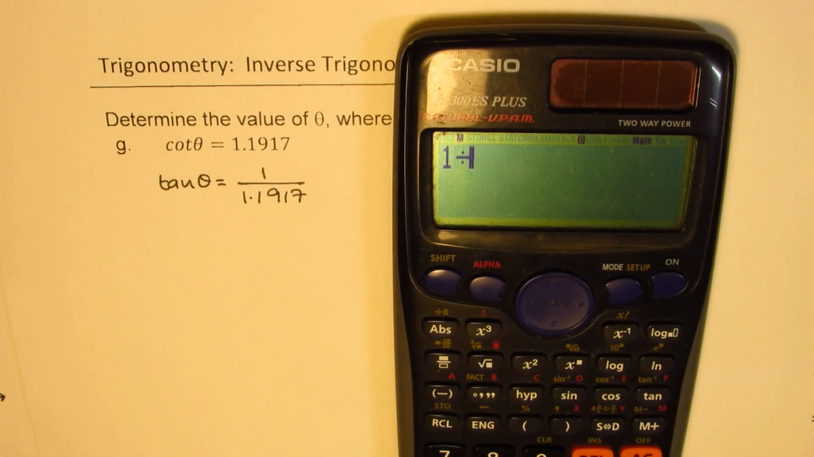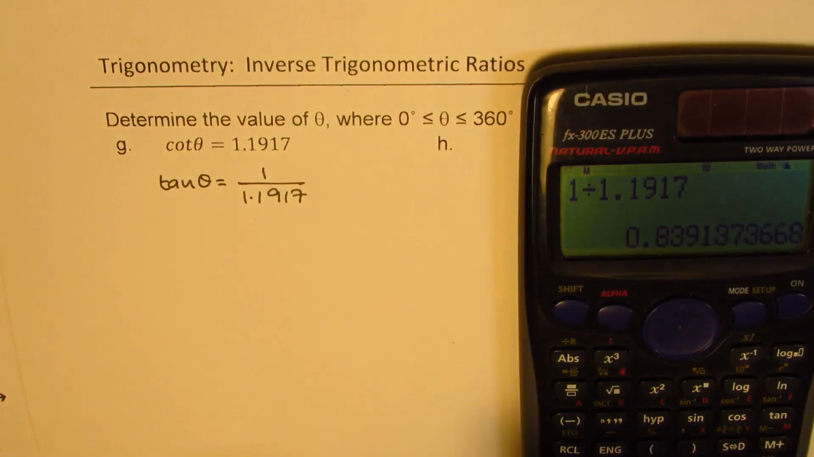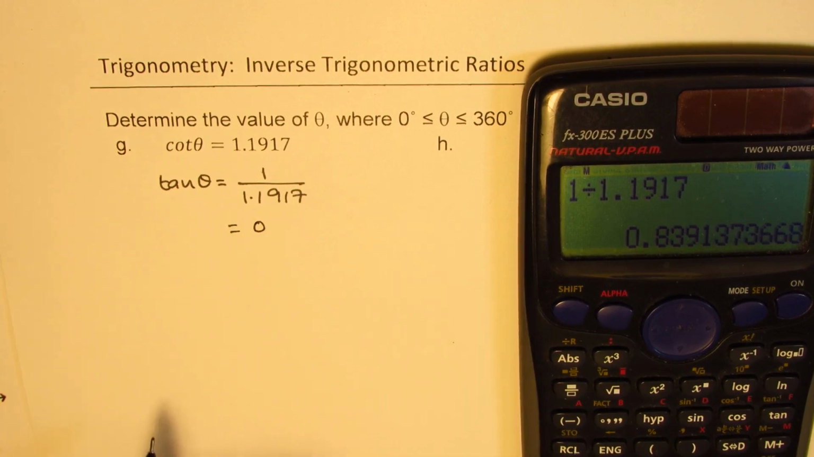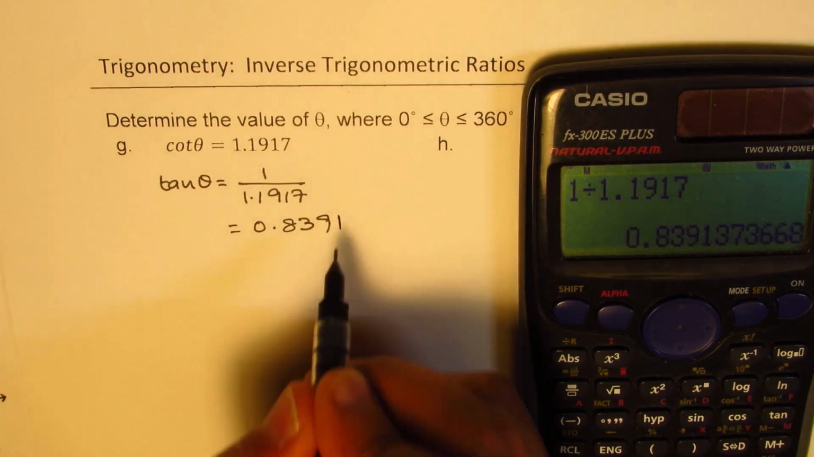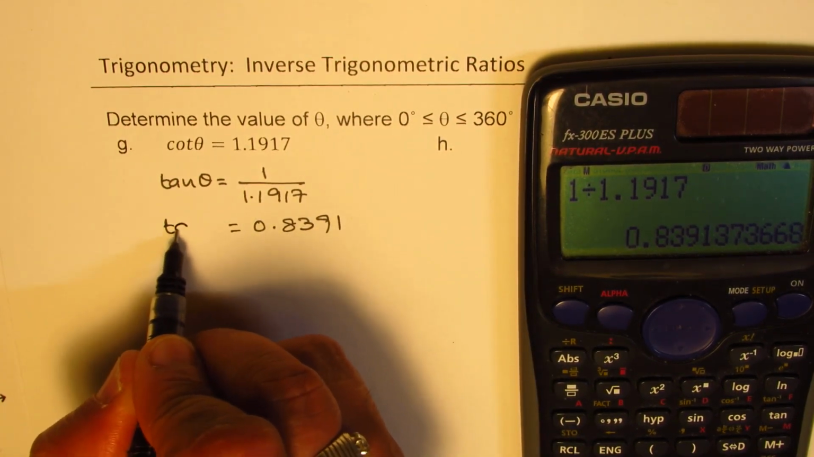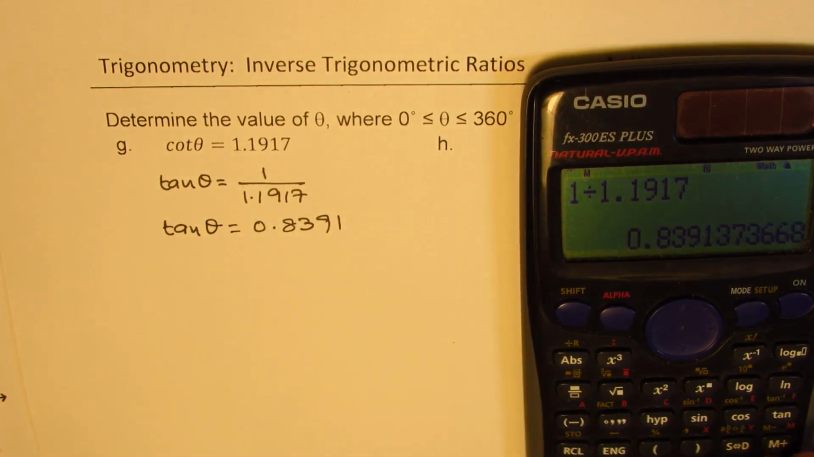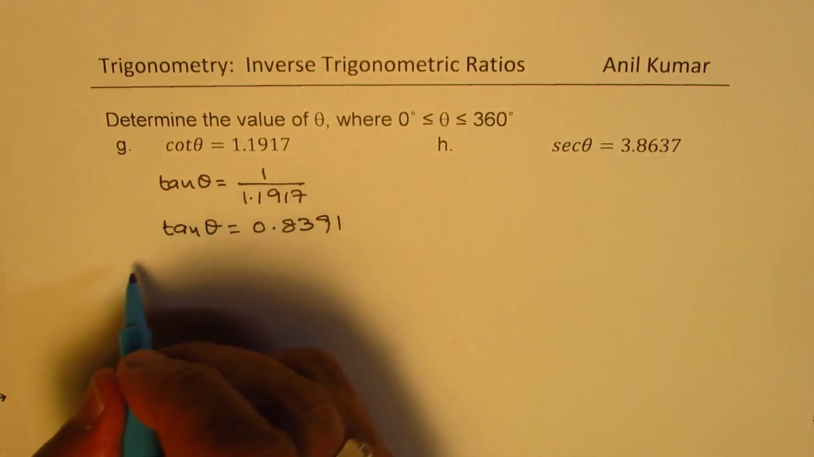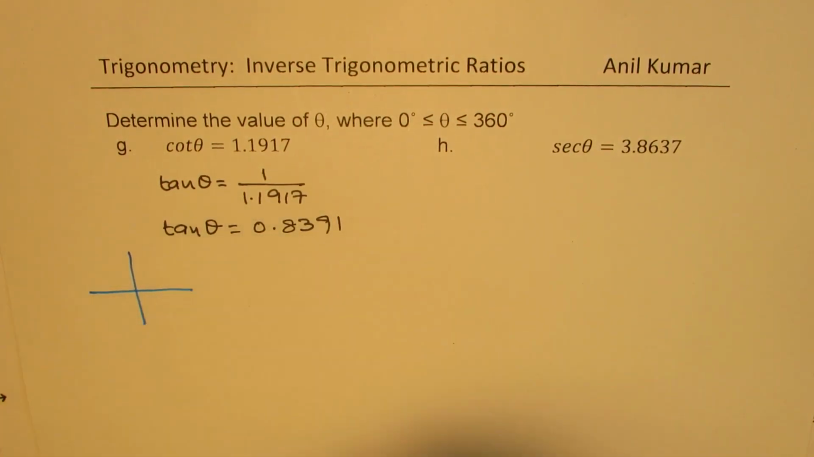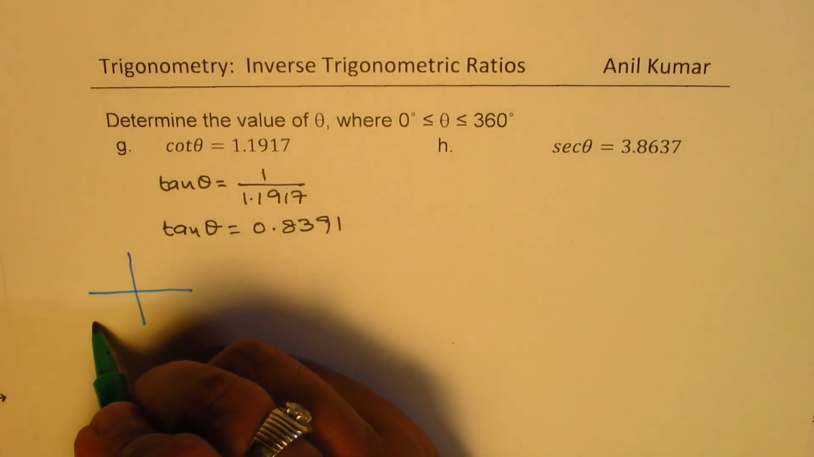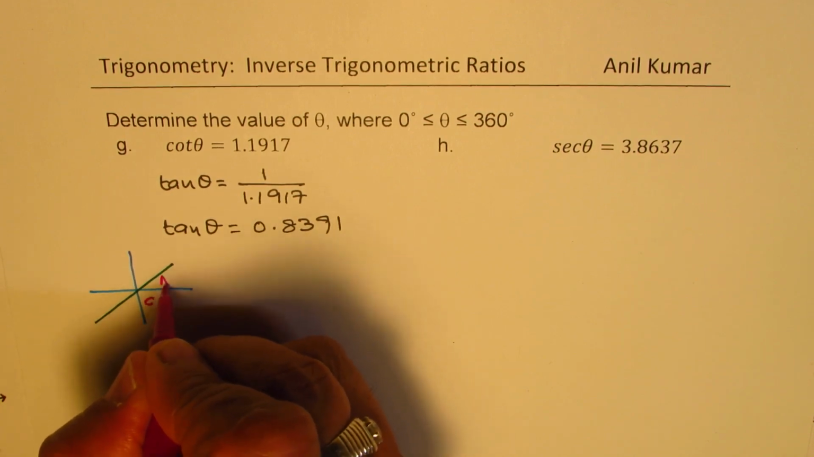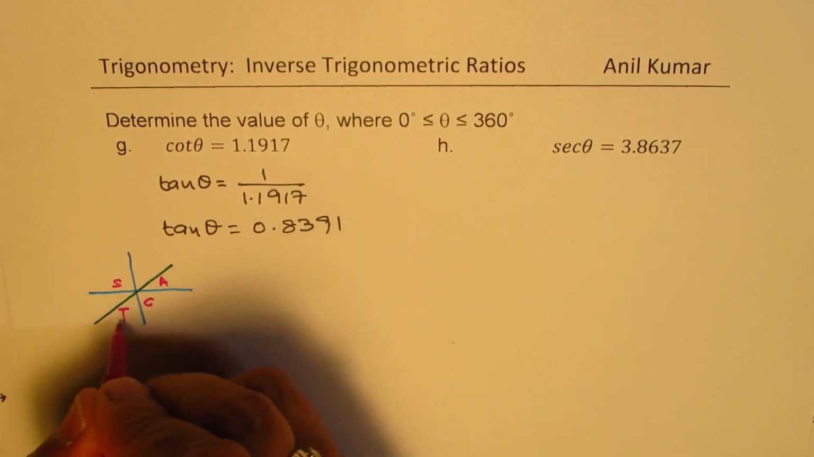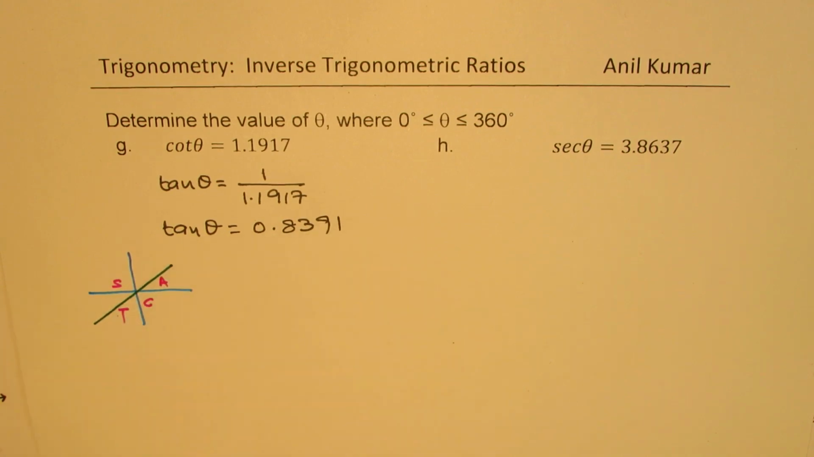So let's see this. 1 divided by 1.1917 is approximately equal to 0.8391. Okay, let's write this. So that is what tan theta is equal to. Now, we're looking for a positive value of tan theta. Tan theta is positive in quadrant 1 and 3, correct? Since you know the rule, right? The CAST rule. So tan is positive in quadrant 3 and in 1.